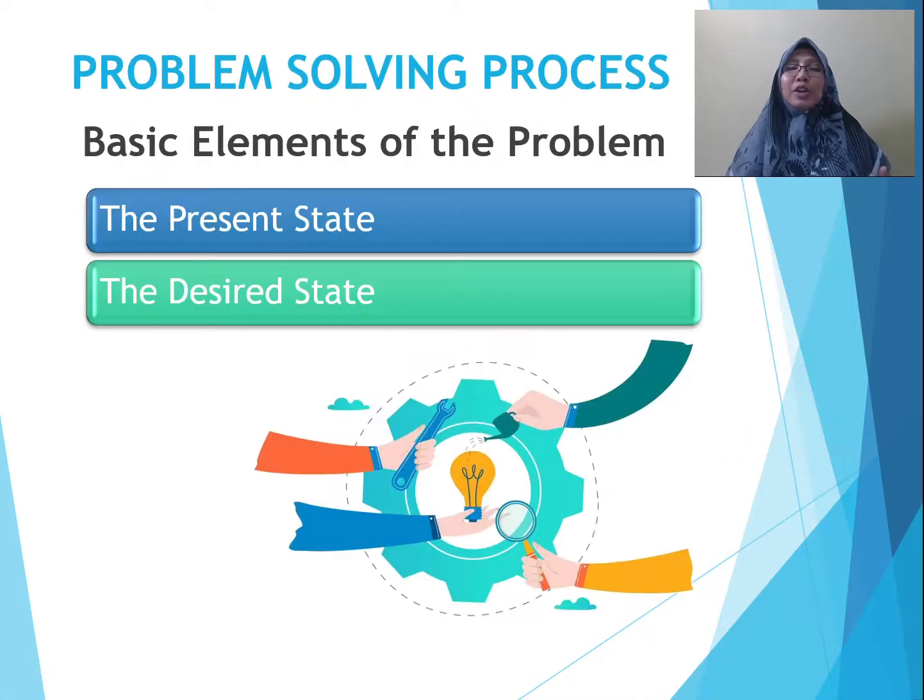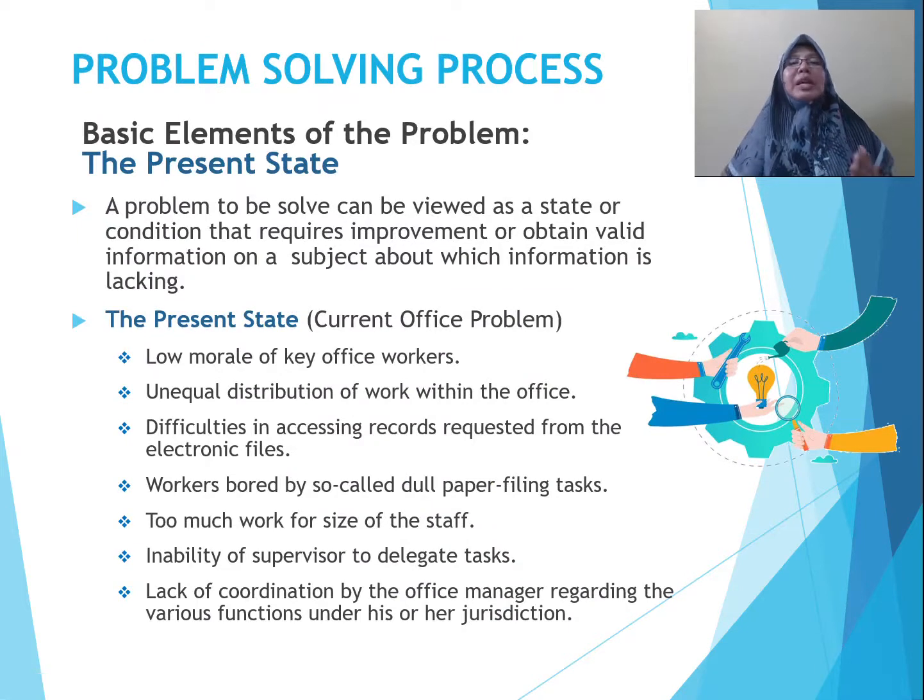Okay, so we are going to go into detail one by one. What is the present state and what is the desired state? So the present state is a problem to be solved, which can be viewed as a state or condition that requires improvement, or to obtain valid information on a subject about which information is lacking. These are examples of the present state in current office problems.